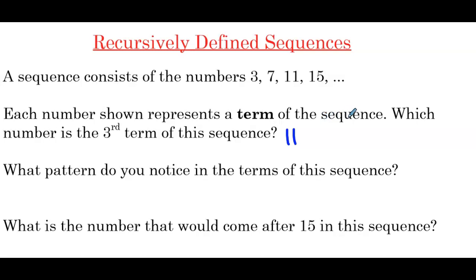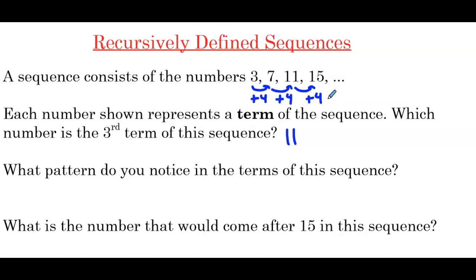If we wanted to list more numbers out in this sequence, we need to identify a pattern. So what pattern do you notice in the terms of this sequence? Look at the terms they've given us, 3, 7, 11, 15. We should notice that the pattern is to add 4 each time. So 3 plus 4 is 7. 7 plus 4 is 11. 11 plus 4 is 15.